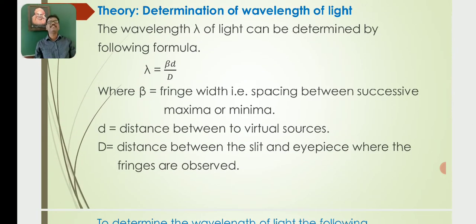So there is the determination of wavelength of light. The wavelength lambda of light can be determined by the following formula: lambda equals beta d by D, where lambda is the wavelength of light used, beta is the fringe width, small d is the distance between the two virtual sources S1 and S2, and capital D is the distance between the source slit and the screen. So lambda equals beta d by D.